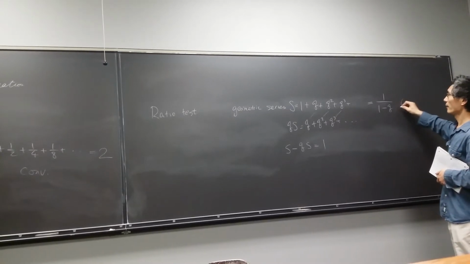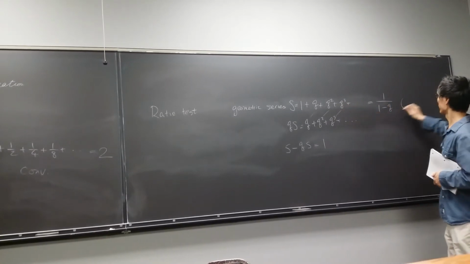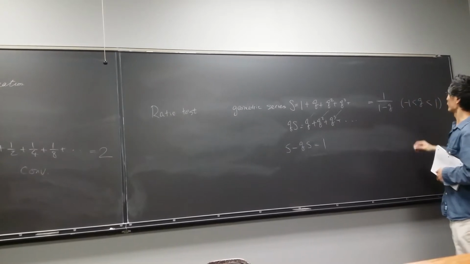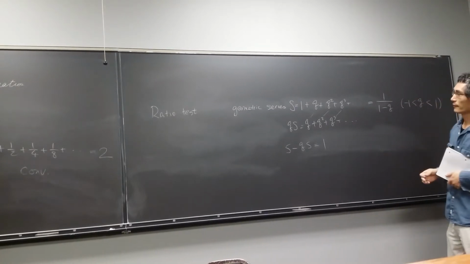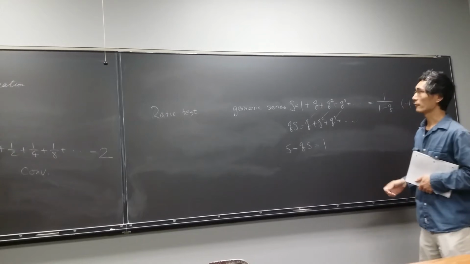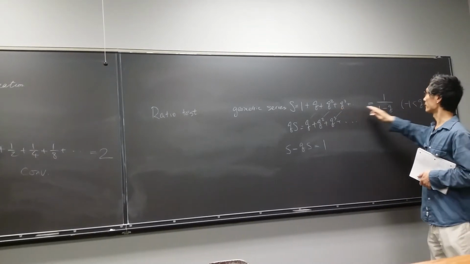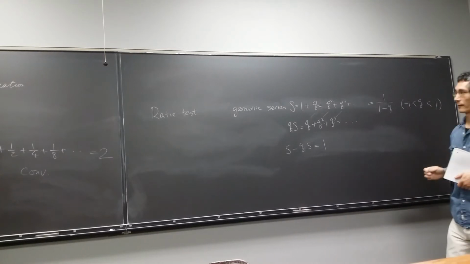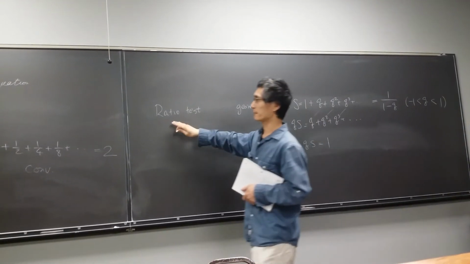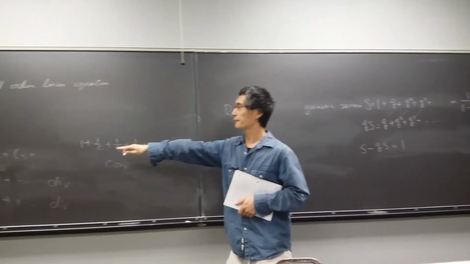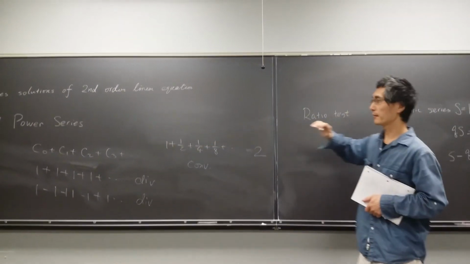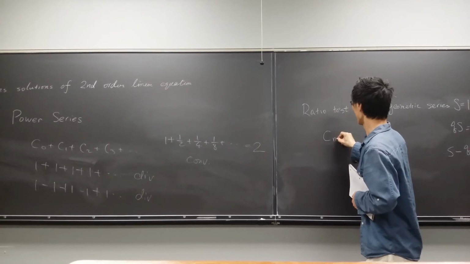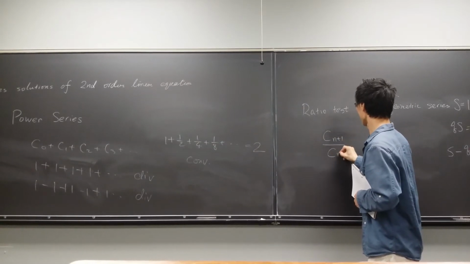When is it convergent? When the term approaches 0. And that is true when q is between -1 and 1. If q is beyond this range, then it's divergent. So, a geometric series has a known summation for a certain range. Now, what is the ratio test? Ratio test says if you have a series like that, C0 plus C1 plus C2, then you can just take the ratio, Cn plus 1 over Cn.